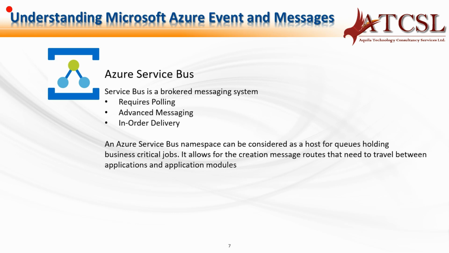We are going to start with the Azure Service Bus. Service Bus is a brokered messaging system. It stores the messages in the broker, for example, a queue, and waits until the consuming party is ready to receive the messages. It has the following characteristics. It is a reliable asynchronous message delivery system, and this one requires polling. It has advanced messaging features like FIFO, batching and sessions, transactions, dead lettering, temporal control, routing and filtering, and duplicate detection. It has the at least once delivery feature.